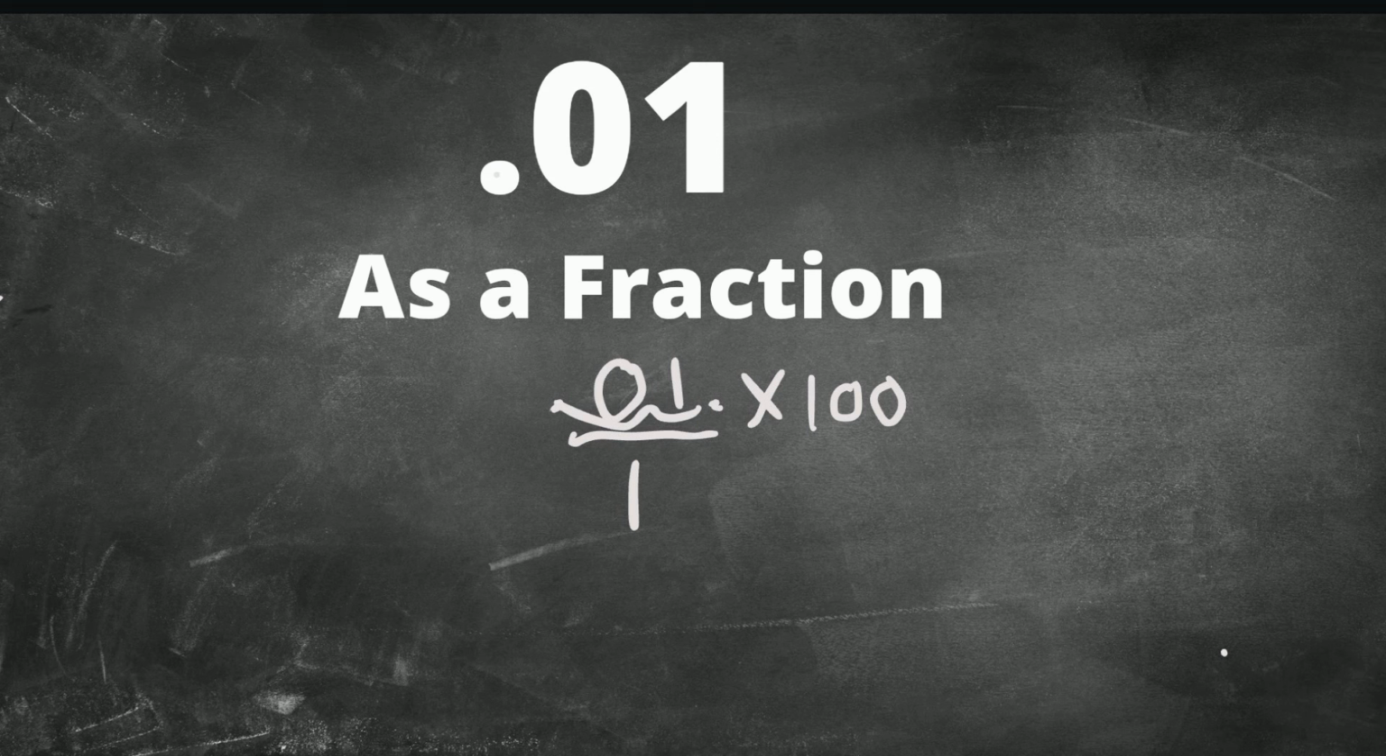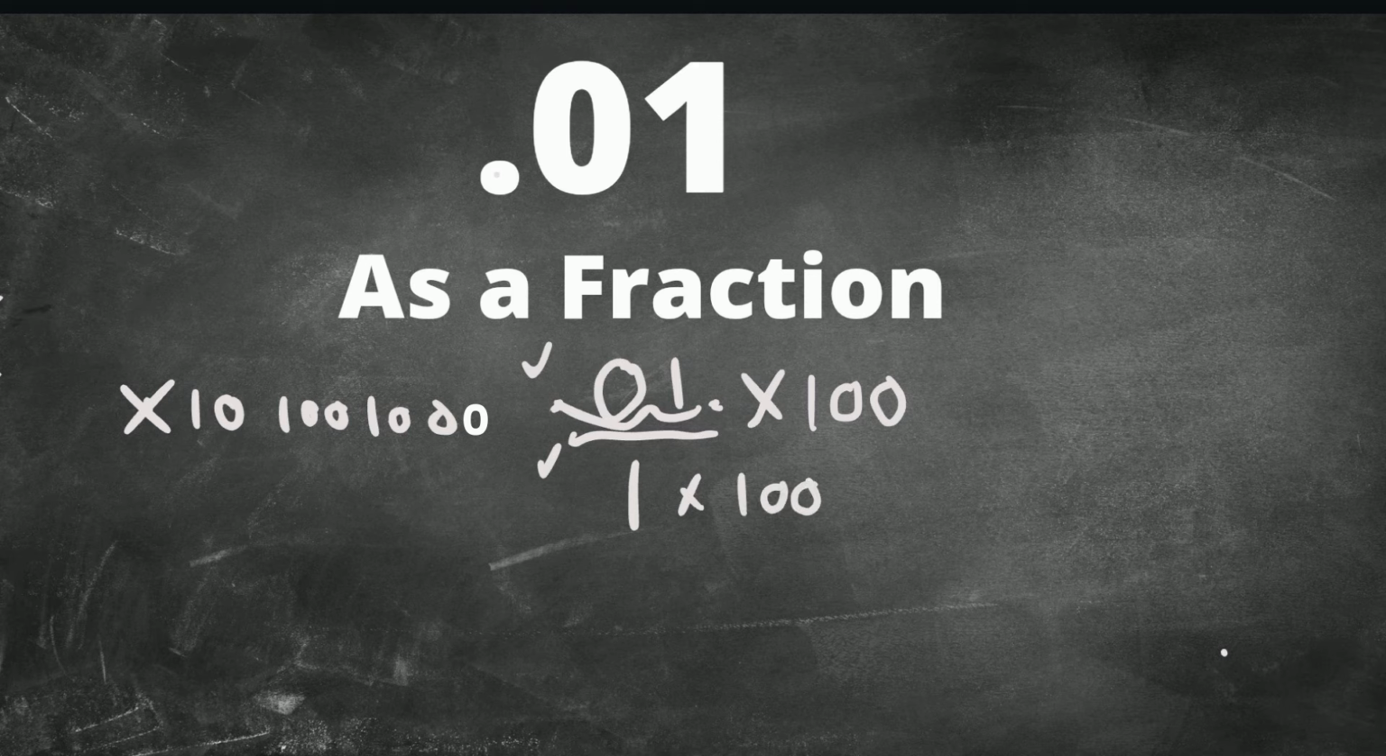Because remember, with decimals, it goes tenths, then hundredths, then thousandths. It does not start with a 1. So what we do to the numerator, we must do to the denominator. So let's also multiply that by 100.